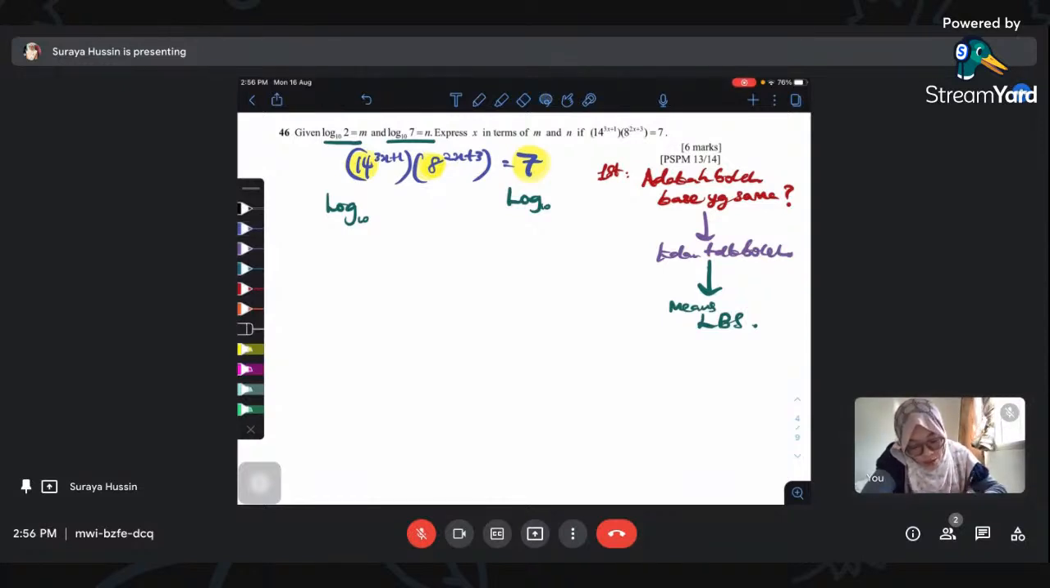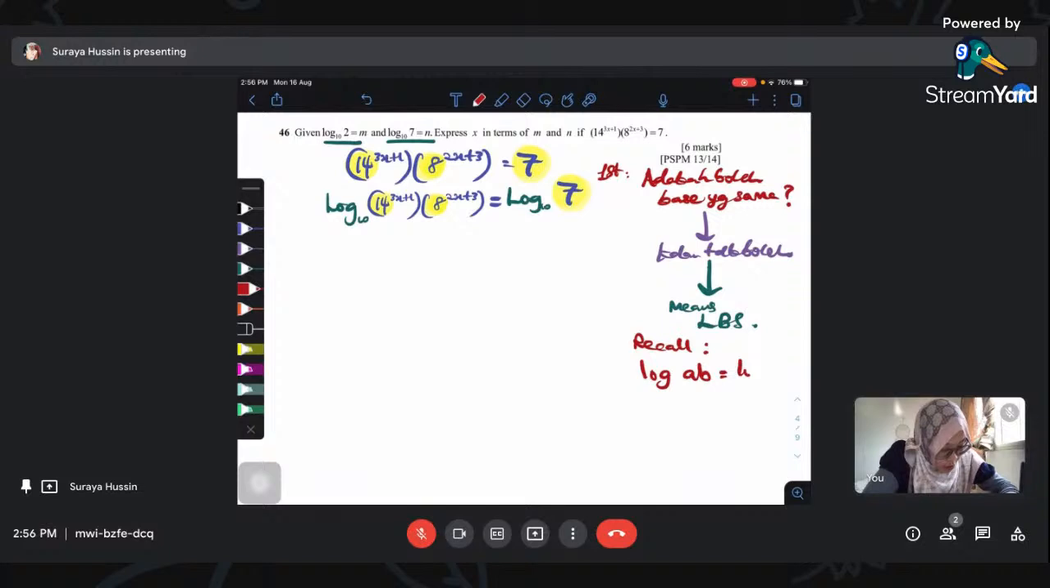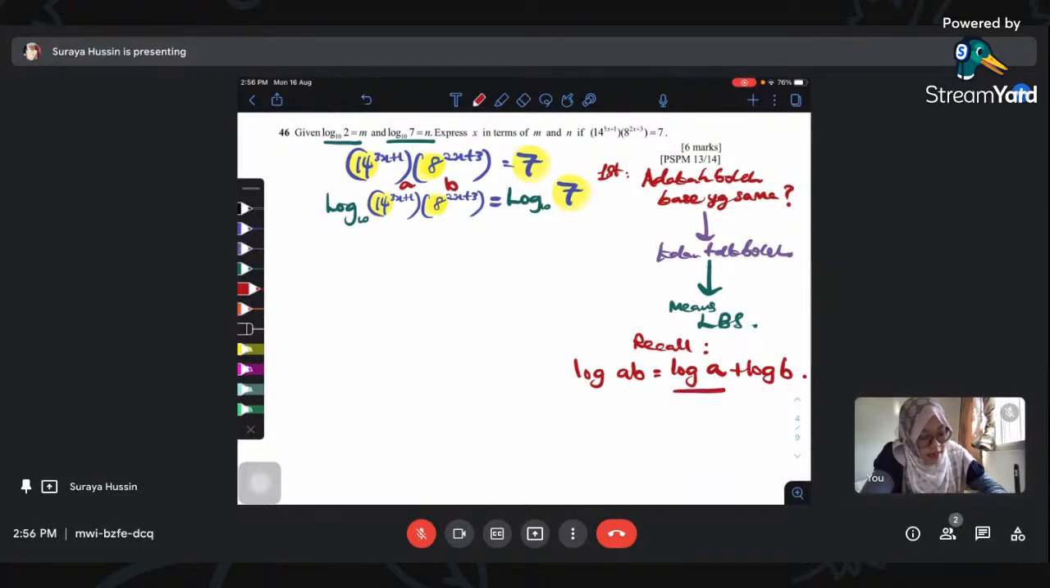Some of you really like to do it. There is nothing wrong with it. So log both sides. Yeah, log both sides. And that's it. Cumanya you kena ingat formula log. Recall formula the log AB is equals to log A plus log B. Do you remember? This is like A, this is B. So you gotta have log A plus B.